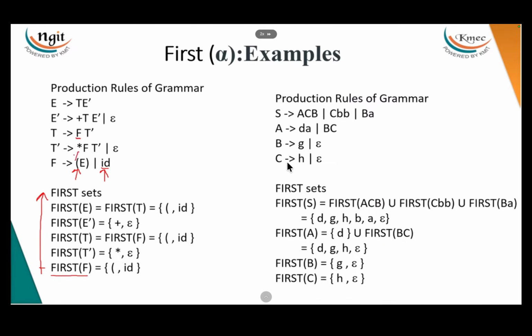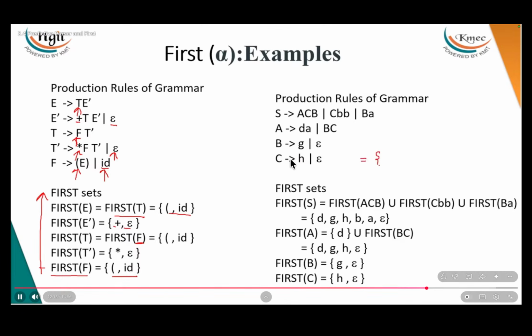First of T dash, what is the first symbol? Terminal. What is the first symbol? Epsilon. If it is terminal, take it, epsilon, take it. Well and good, right? Then go for T. First of T is what? First of F. We have already found the first of F, right? What is it? Open, plus and ID. That's it. First of E dash, plus and epsilon. First of E is nothing but first of T. What is first of T? We have already found. Open, plus, ID, like that. Same way you can go for it.